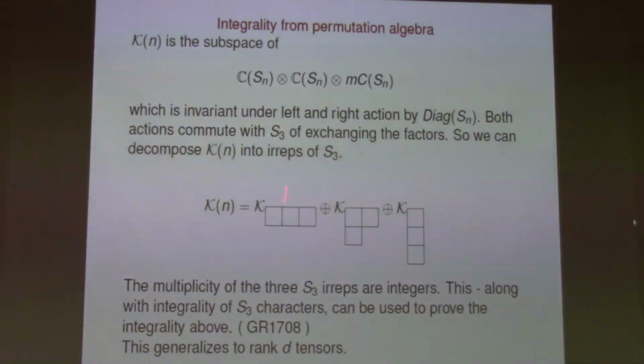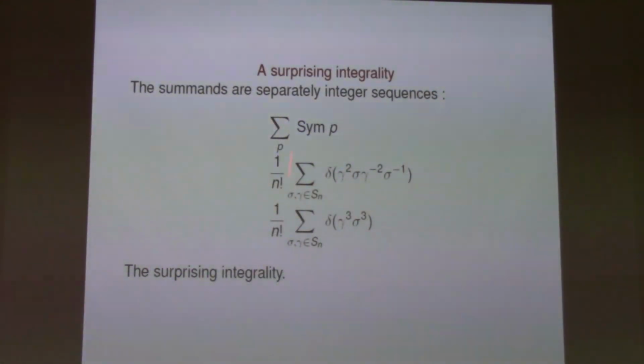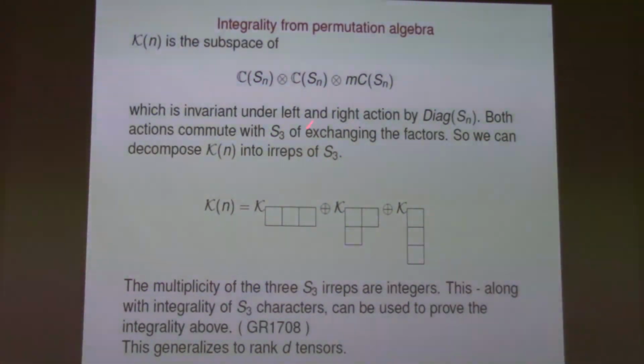How many times does this appear in this algebra? How many times does this appear? How many times does that appear? So there are 3 integers. Using that integrality of 3 integers along with integrality of S3 characters, you can prove that these 3 things are integers. So that's kind of interesting. There's a kind of non-obvious integrality having to do with solutions of equations in permutation groups, and that integrality can be proved by thinking about permutation algebras, which are inspired by tensor models.